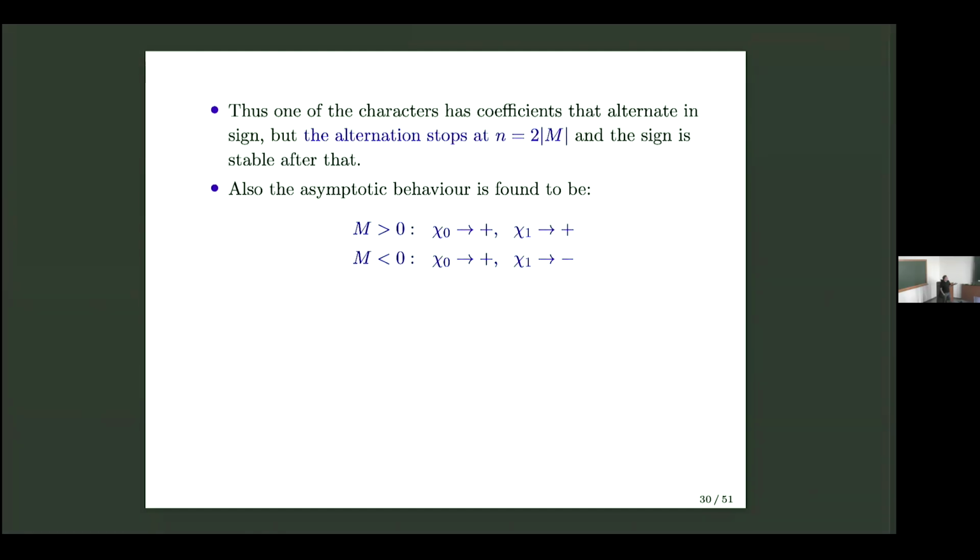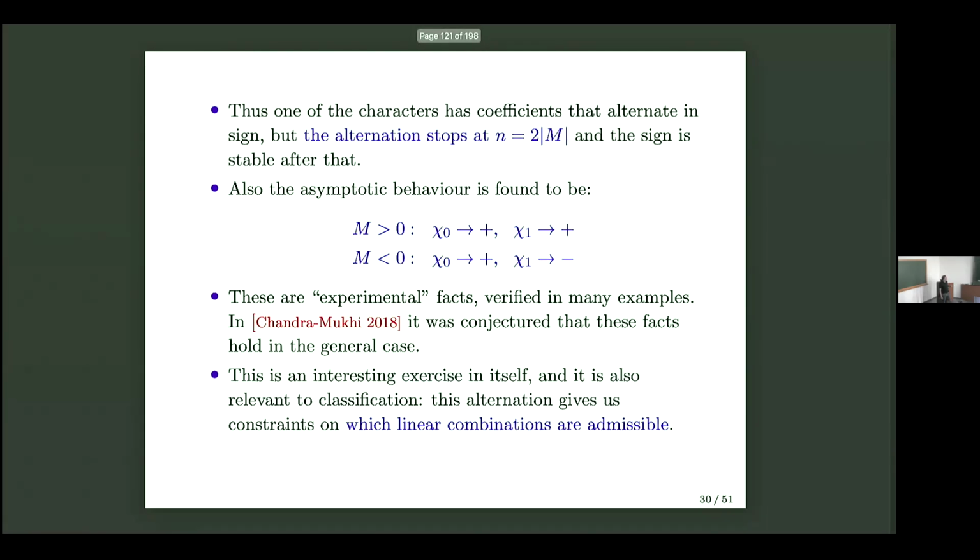And the asymptotic behavior can be summarized by saying that when m is positive, chi0 and chi1 both are asymptotically positive, but when m is negative, this is positive and that's negative. And this particular fact, this asymptotic behavior, Ramesh and I already explained in an appendix of our original paper. That's because the referee asked if we could possibly try to explain it. We tried what the referee suggested, and it worked. So these are experimental facts, but we could show that this asymptotic behavior is not an experimental fact, it's a general fact. And I'll show it to you.